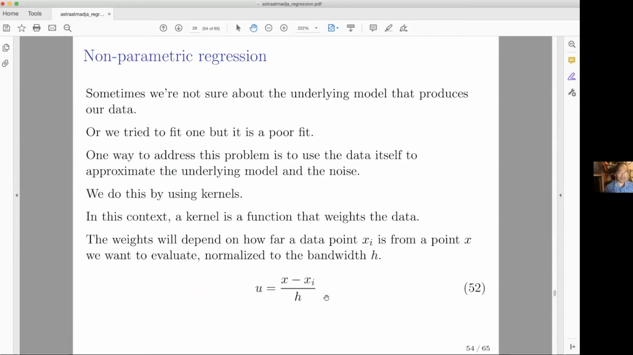So now let's move on to non-parametric regression. This is probably not new, or you've heard a little bit about it. So I'm just going to describe it lightly.